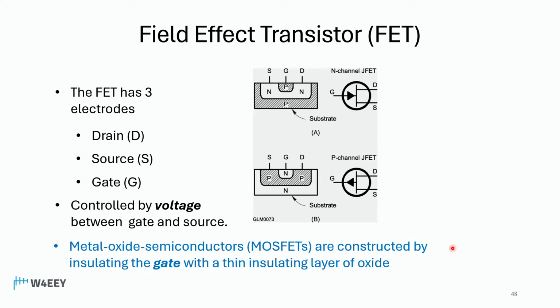Then there's a special kind of FET called a MOSFET, metal oxide semiconductor. It's constructed by insulating the gate. Here's the gate, insulated with a thin layer of oxide. For a standard junction field effect transistor, they're actually touching. For a MOSFET, they're insulated by this thin layer. Now you can imagine if the gate is insulated from the channel, it's going to have a fairly high impedance.